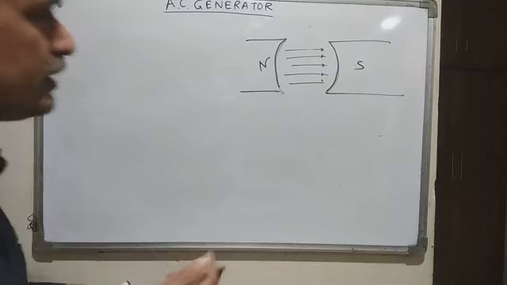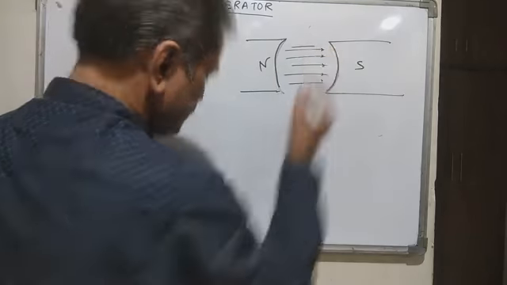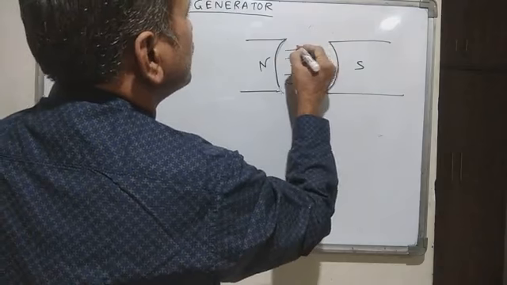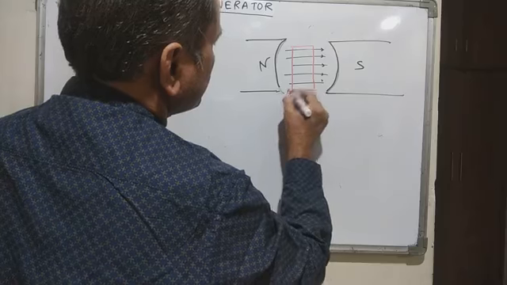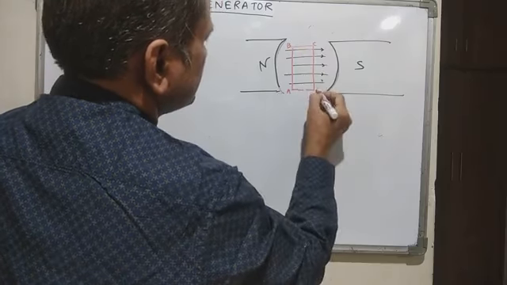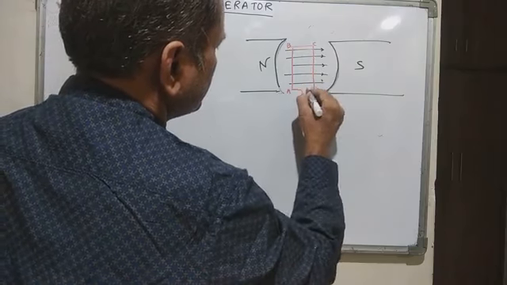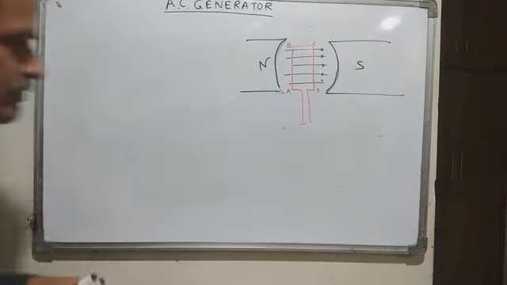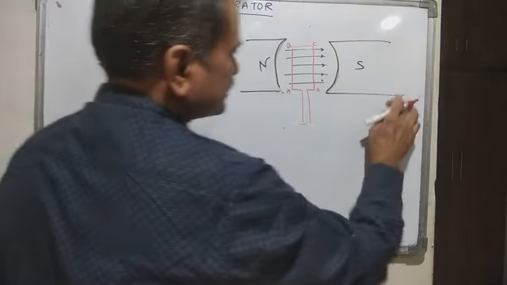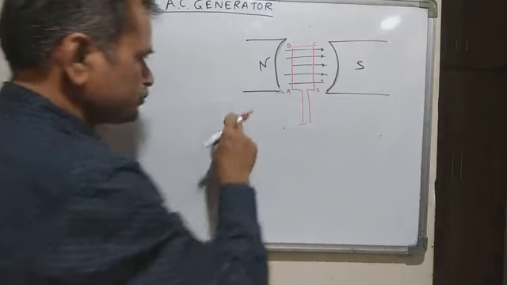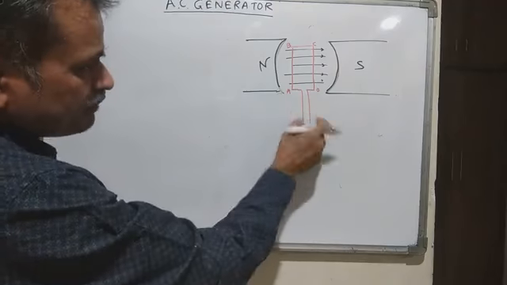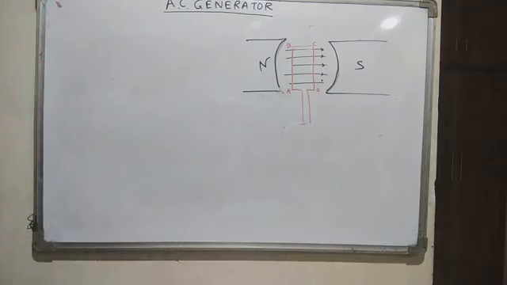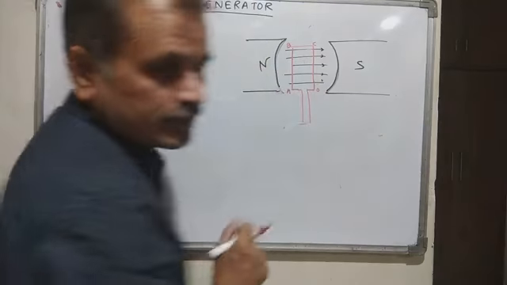When I put a coil in this, suppose I put a coil, I will change the color. A, B, C, D. So the arrangement is something like this. This is the north pole, this is the south pole. These are the strong magnets, generally electromagnets, used to create the uniform magnetic field. And when I rotate this particular coil, what will happen? The voltage will get induced in this coil.